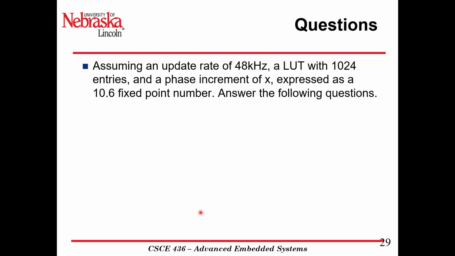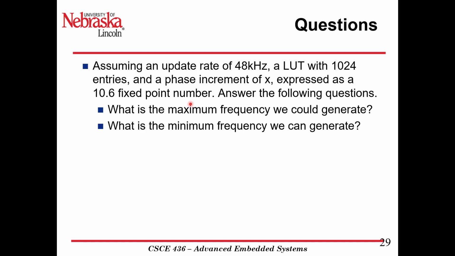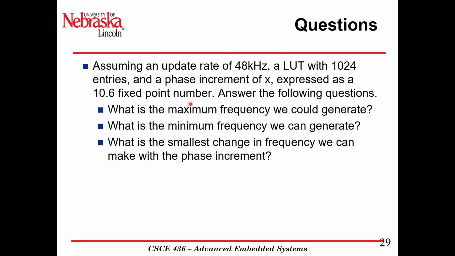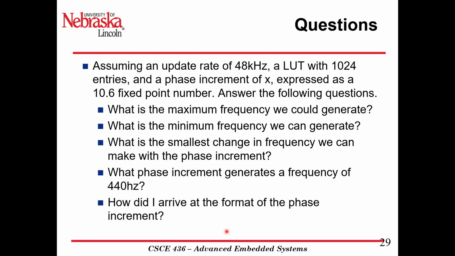So, we've got some questions. Assuming an update rate of 48 kilohertz, a lookup table of 1024 entries versus 64, and a phase increment of X, which we're going to express as a 10.6 fixed point number, we're going to answer 4 questions. We're going to try to get the maximum frequency we can generate, the minimum frequency, and the smallest change in frequency we can make with the phase increment. And how do we generate a specific frequency given those values? Then I'll talk about how we arrived at that formula for phase increment, that 10.6.